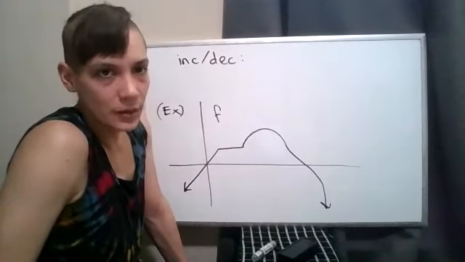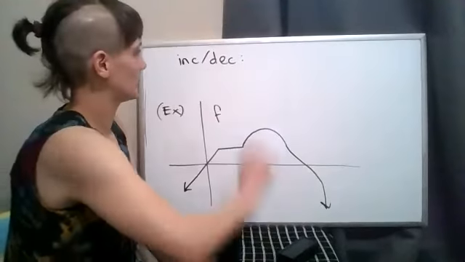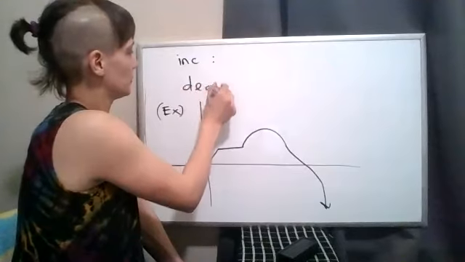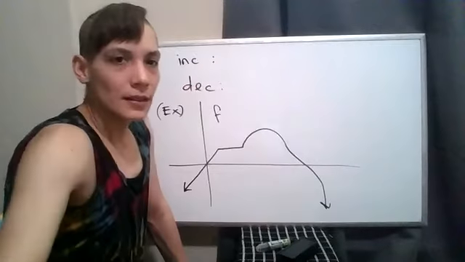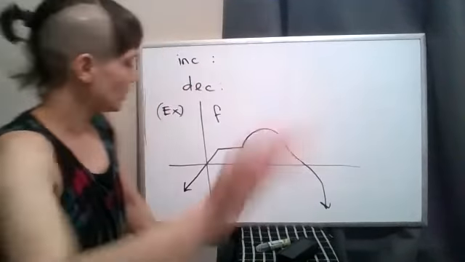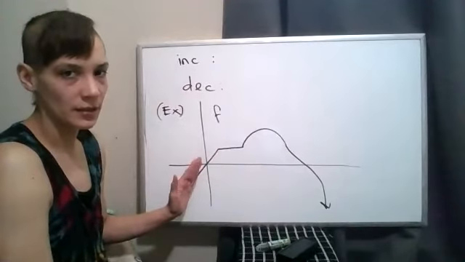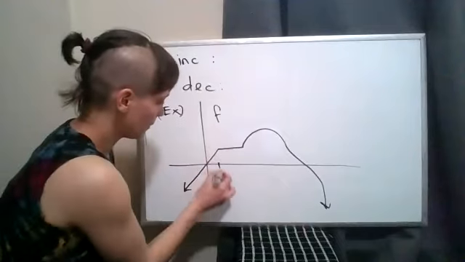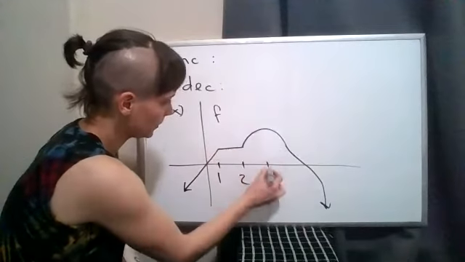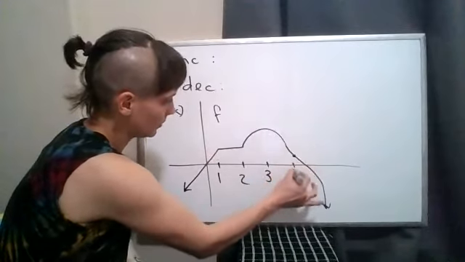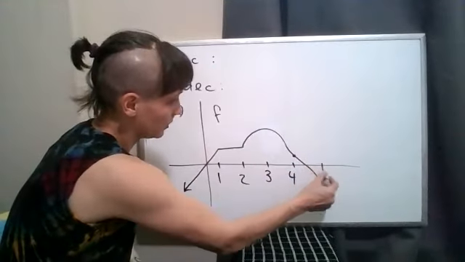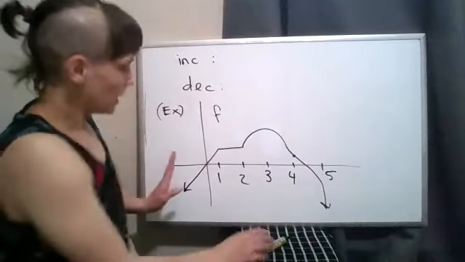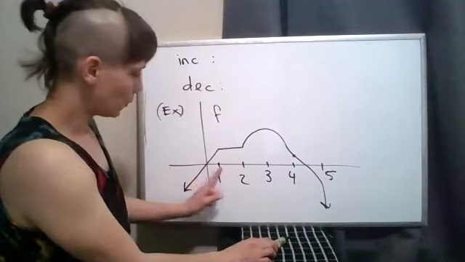Okay, increasing on open intervals. So then the slope of the tangent line is positive, it's increasing, which is occurring right here. Let's label this 1, 2, 3, 4. Let's call this 5. Okay, so from negative infinity to 1.